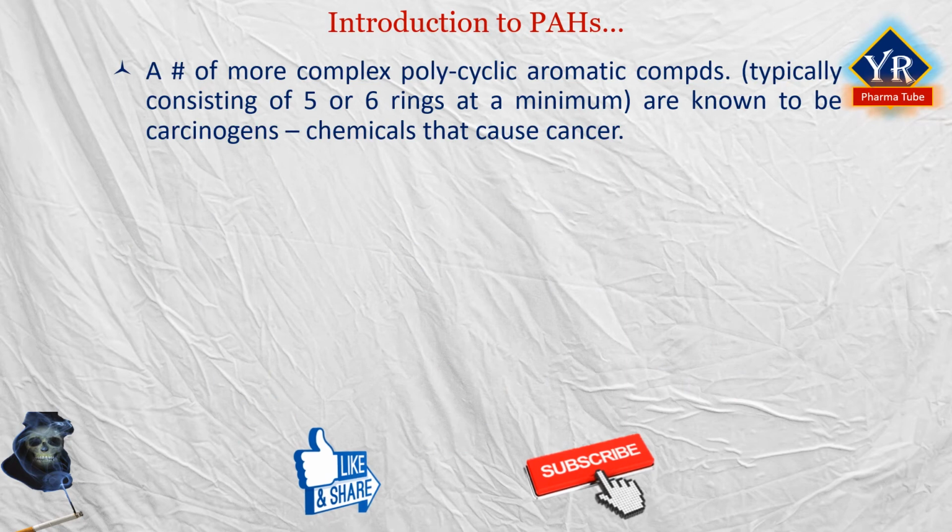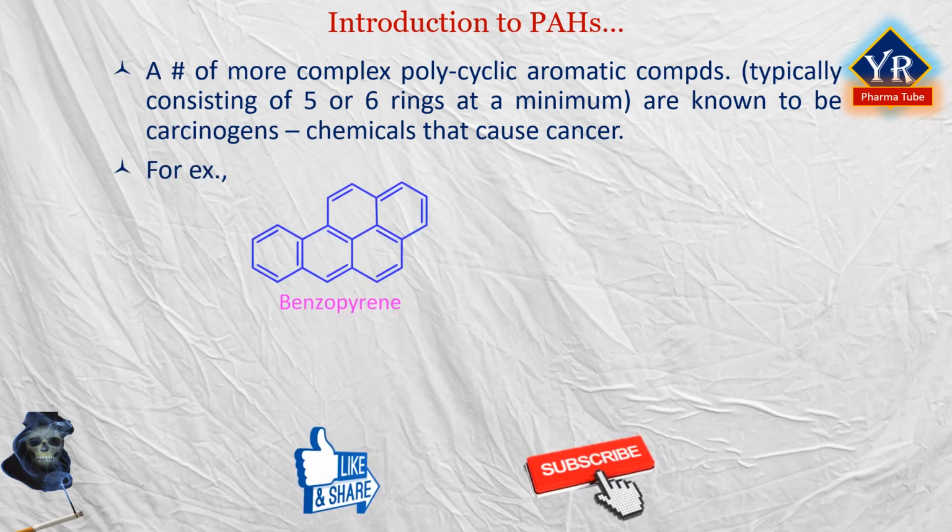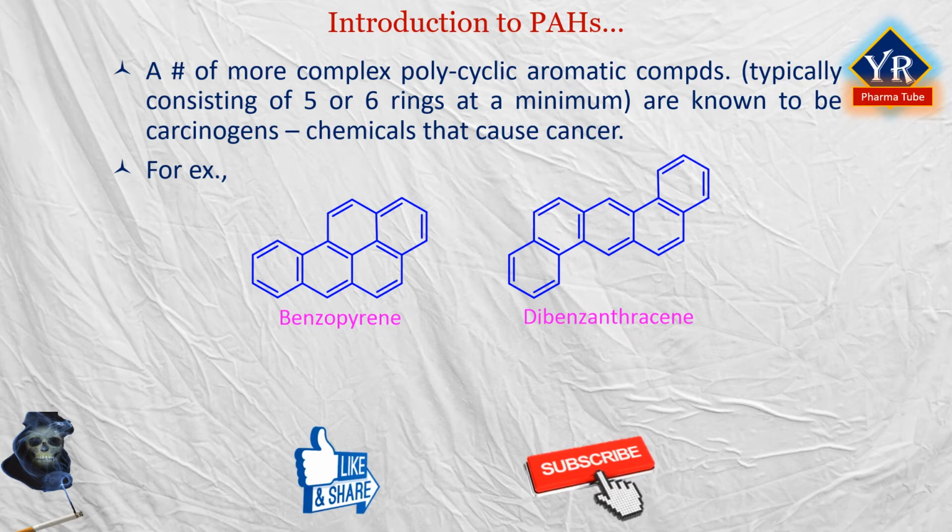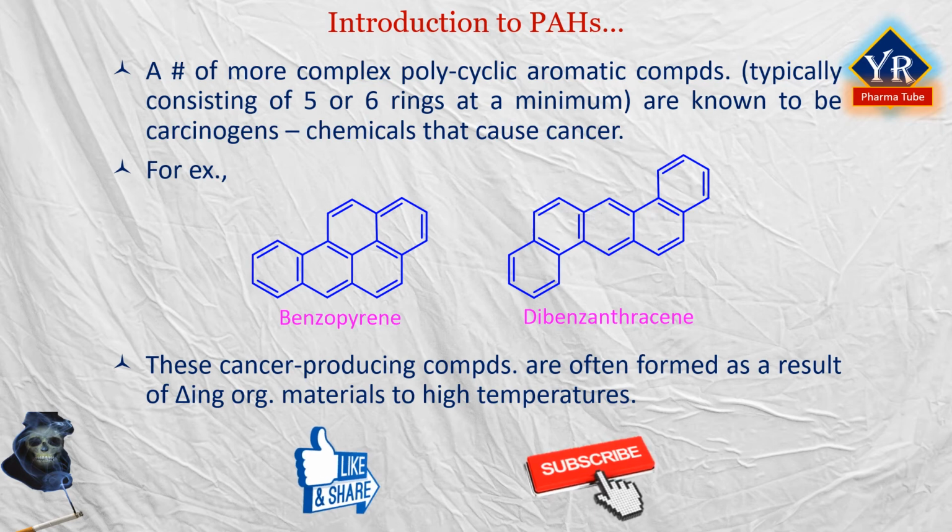A number of more complex polycyclic aromatic compounds, typically consisting of 5 or 6 rings at a minimum, which are mostly bent structures, are known to be carcinogens. Carcinogens are chemicals that cause cancer. Two of these compounds are benzopyrene and dibenzanthracene. These cancer-producing compounds are often formed as a result of heating organic materials to high temperatures.